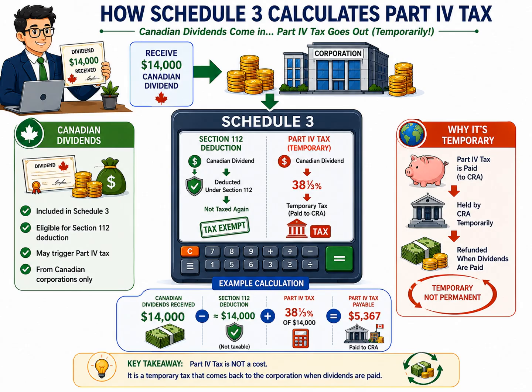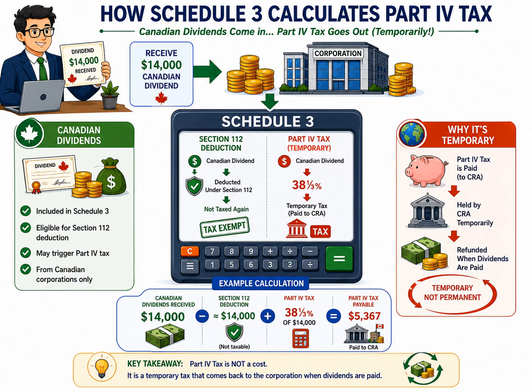But that's only part of the story. Schedule 3 must also determine whether Part 4 tax applies. Part 4 tax is a special refundable tax that is imposed on certain Canadian dividends received by private corporations. The current rate is approximately 38 1/3% of the applicable dividends. Using our example, if the corporation receives $14,000 of Canadian dividends, the Part 4 tax would be approximately $5,367.